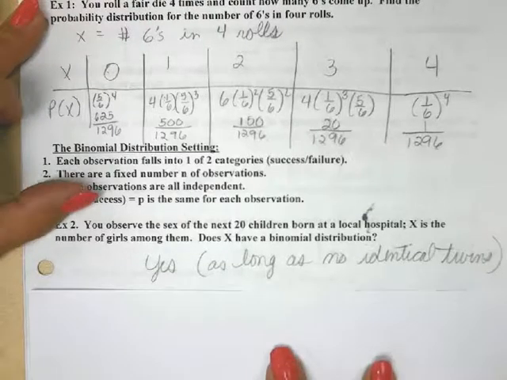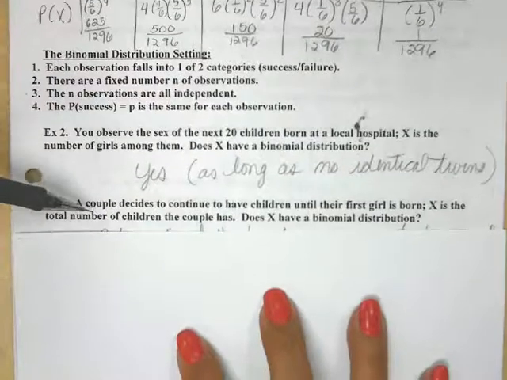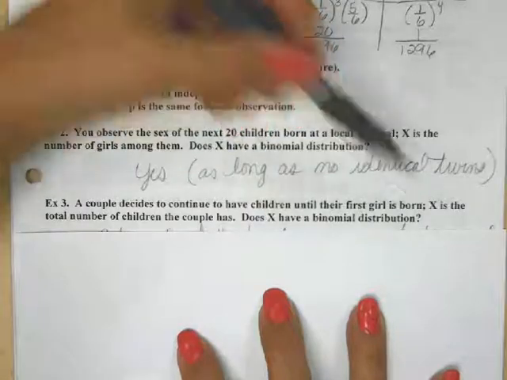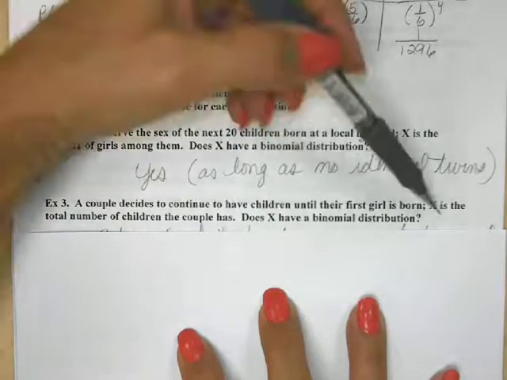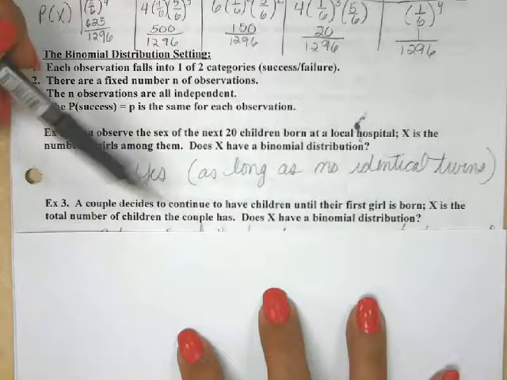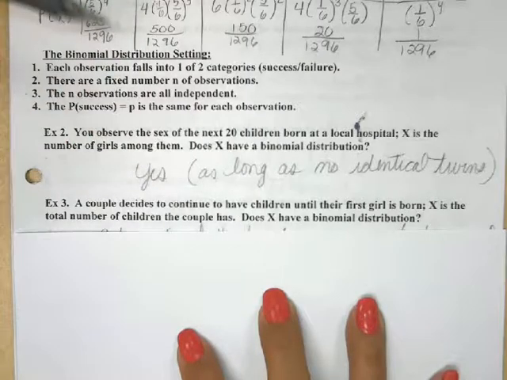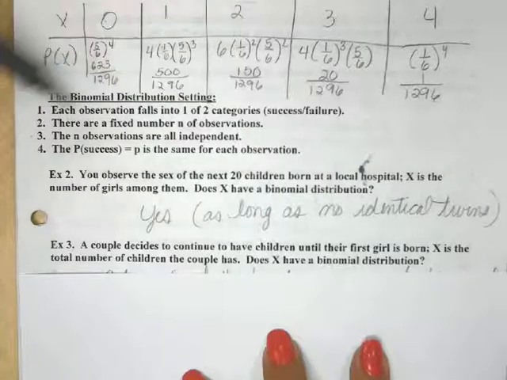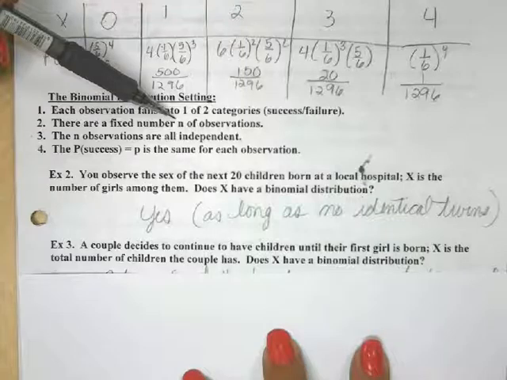So let's look at another question. A couple decides to continue to have children until their first girl is born. And then once they have a girl, they're going to stop. X is the random variable of the number of children that the couple has to have in order to finally get that first girl. Now, once again, notice you're either going to have a girl or a boy. But here's the problem. You don't know how many children you're going to have. You're going to continue to have children each time until you finally have the girl.